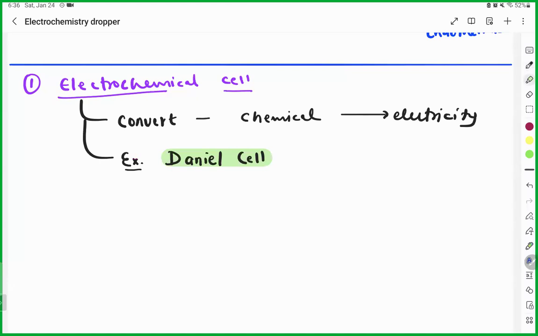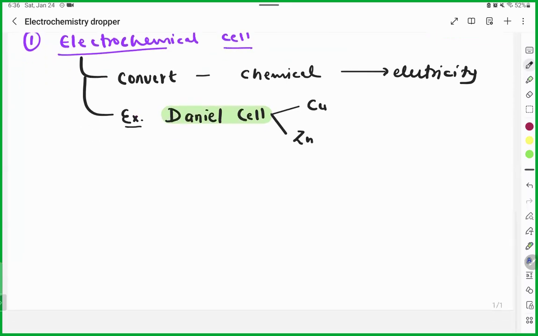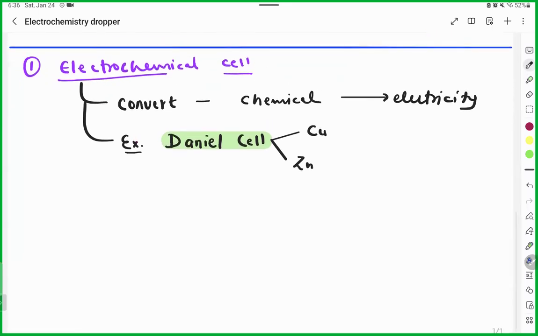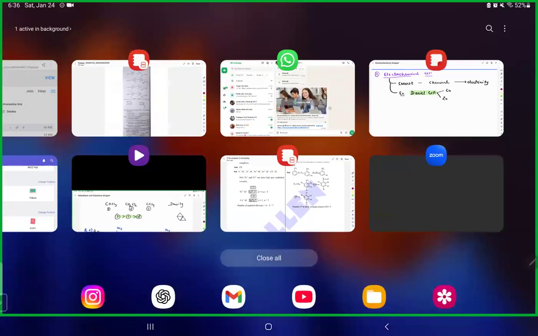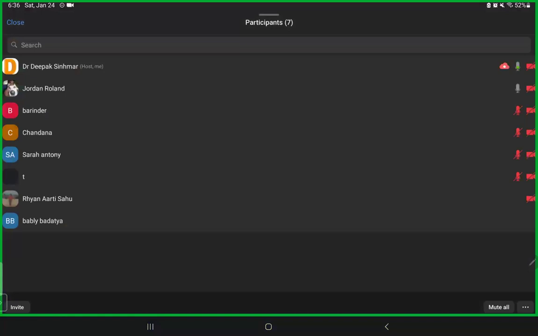You have copper and zinc. You have two important chemicals present in this Daniel cell. One is copper, second is zinc. What do they do? Jordan, which one will lie below in the electrochemical series? I didn't understand the question. Like if you compare zinc and copper, which one lies below in the electrochemical series? Copper. Yes.